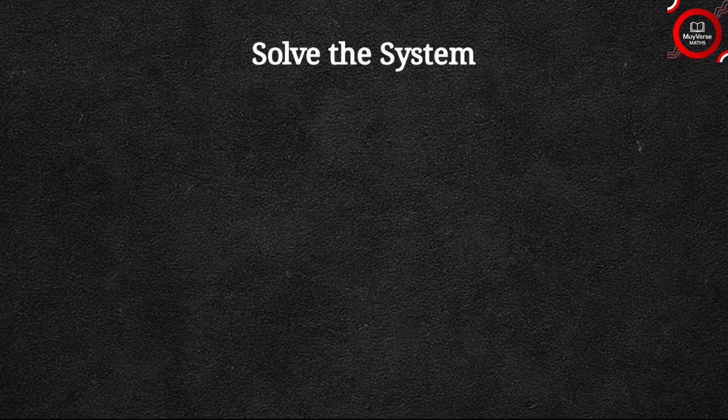Let's solve this system of equations step by step. We will use addition and subtraction to find x and y. Here is the system. Equation 1 is x squared plus xy equals 4. Equation 2 is y squared plus xy equals 3.